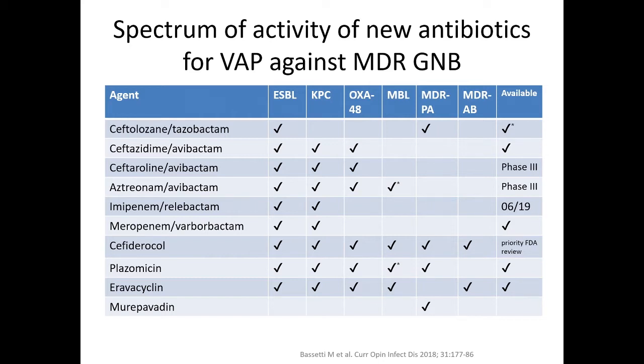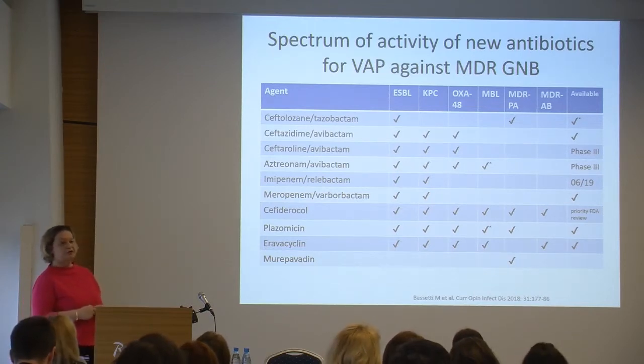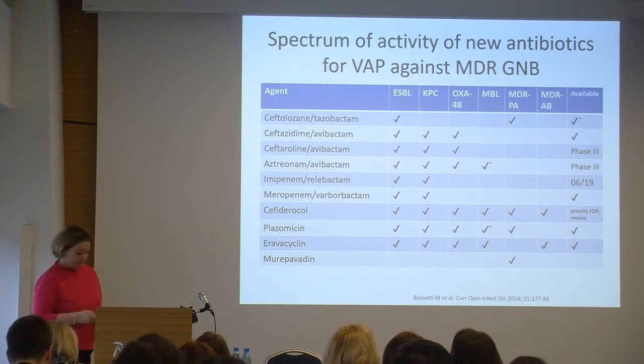Ceftolozane-tazobactam for now has a registration for the treatment of complicated urinary tract infections and intra-abdominal infections, and it's pending registration for hospital-acquired pneumonia and VAP. Ceftazidime has that registration, as well as meropenem. Vaborbactam is also without registration for VAP. Cefiderocol was put on the priority FDA list, but just for intra-abdominal infections, not for the other infections.